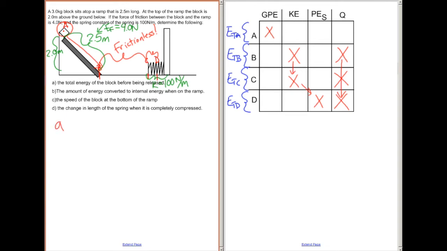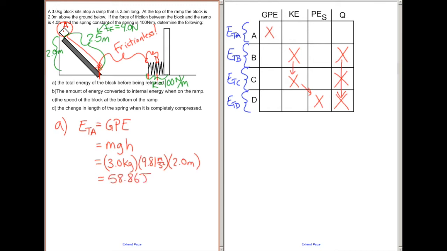Now it's finally time to solve. So in question A, we're asking what the total energy of the block is. If we go back to our table over to the right, the total energy at point A is going to be GPE. So GPE equals mgh. I plug in my numbers for mass of 3.0 kilograms, g of 9.81 meters per second squared, and a height of 2.0 meters. I hammer this into the calculator and I come up with a total energy at point A of 58.86 joules.